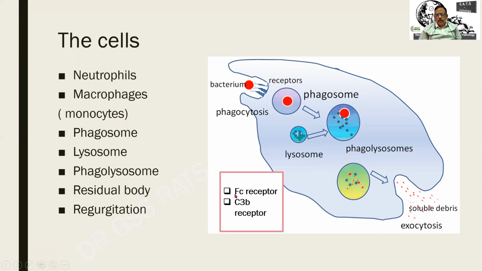Usually there are two receptors which we should remember, the Fc receptor and the C3b receptor. And the two cells that are involved in phagocytosis are the neutrophils and the macrophages.